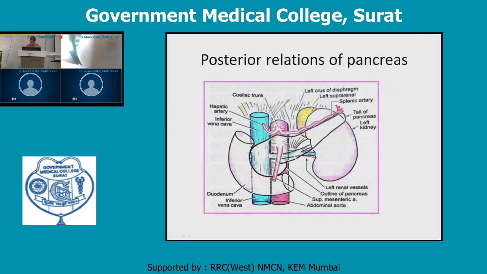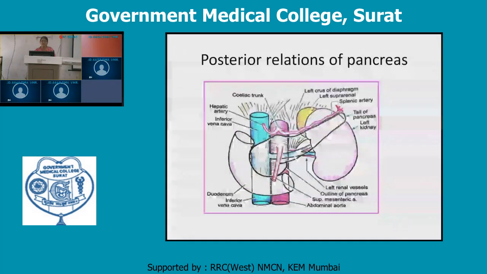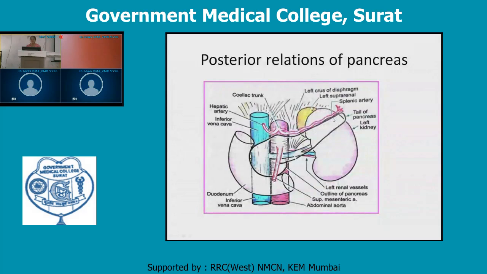Remember, from right to left, behind the head there is the inferior vena cava, behind the neck the portal vein, not shown in this diagram, behind the uncinate process the aorta, behind the body the aorta with the superior mesenteric artery. This is the origin of the superior mesenteric artery. It is posteriorly related to the body. Then you can even see in this diagram the left crus of the diaphragm, renal vessels, and the left kidney is related to this, and along the upper border, this tortuous artery is the splenic artery. So these are the posterior relations of the body.